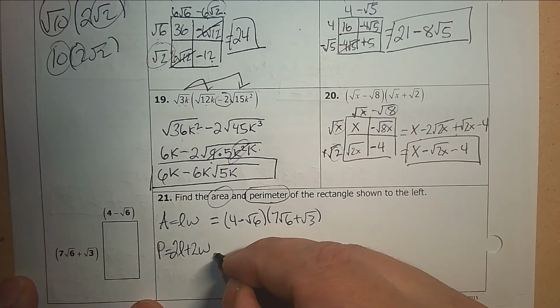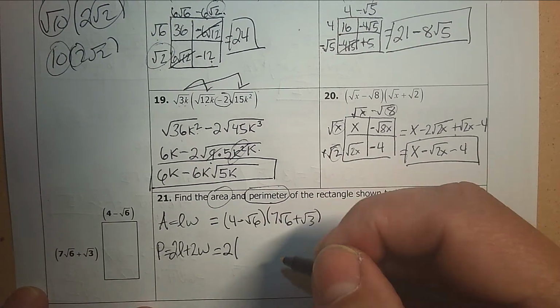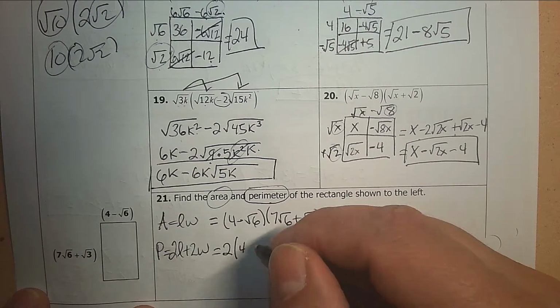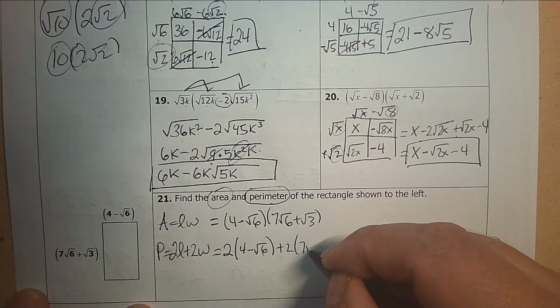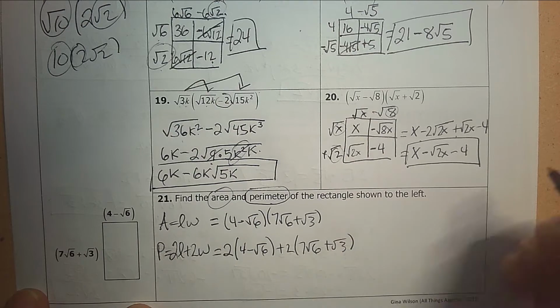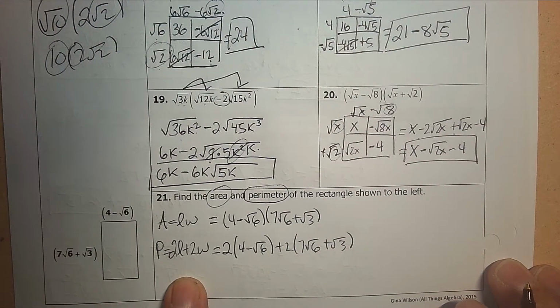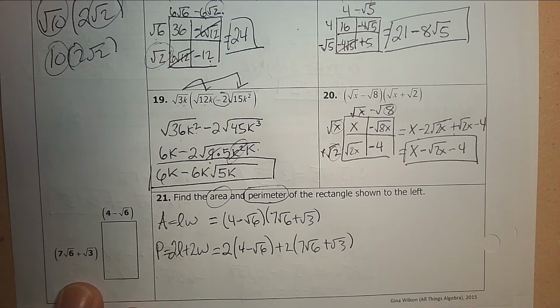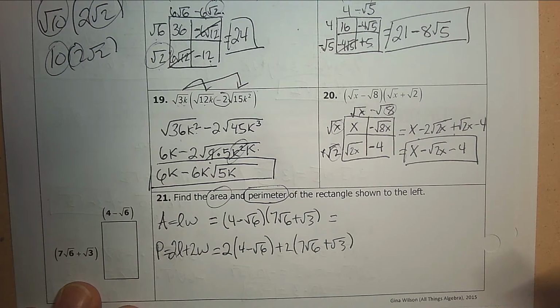For the perimeter, I'm going to go 2 times, and it doesn't matter what's the length and what's the width, and then plus 2 times, and then can you simplify it? So length times width, twice the length plus twice the width. Just for fun, I'm going to FOIL.